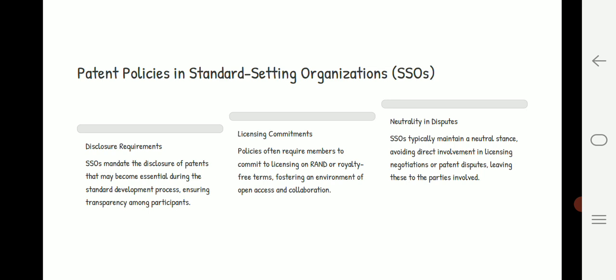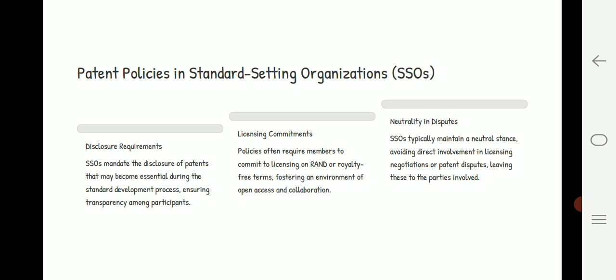Next, the patent policies in standard setting organizations, also called SSOs. There are key principles in SSOs: disclosure requirement, licensing commitment, and neutrality in disputes. The disclosure requirement is that SSOs mandate the disclosure of patents that may become essential during the standard development process, ensuring transparency among participants. This is called the disclosure requirement.